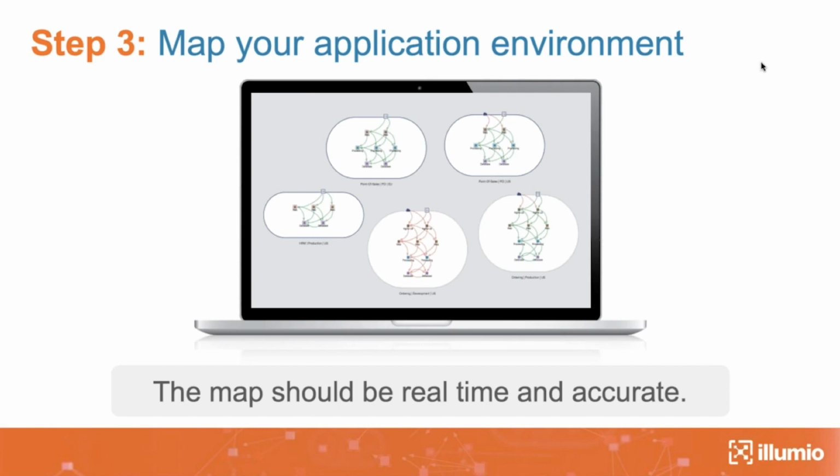The third is that you have to map your environment, and this should be real-time and accurate. This can't be a case of I am doing a pull and I have that map and I wrote my policy, and then it wasn't real-time. It never showed me what's really going on. It was a snapshot in time.